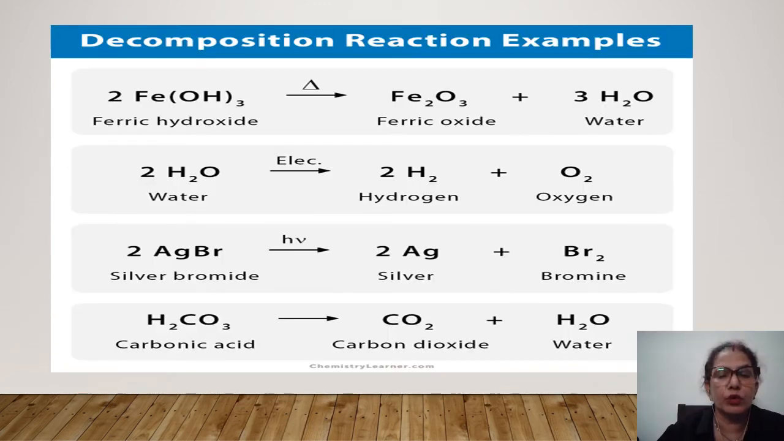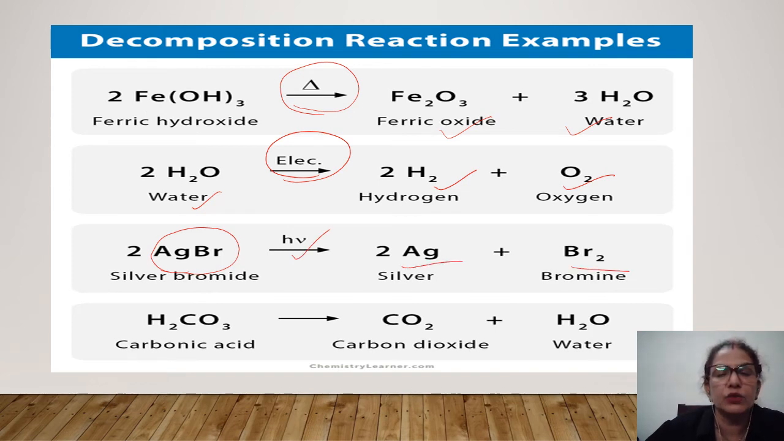Now let us see some more examples of decomposition reactions. So we have here ferric hydroxide, Fe(OH)3, in the presence of heat gives Fe2O3 plus water. Then we have water in the presence of electricity gives hydrogen plus oxygen. Then silver bromide in the presence of light gives silver and bromine.